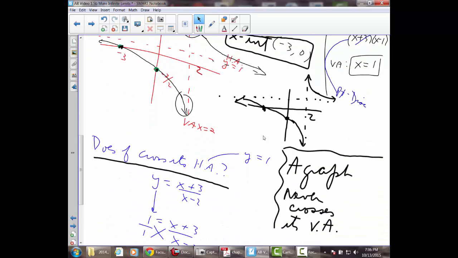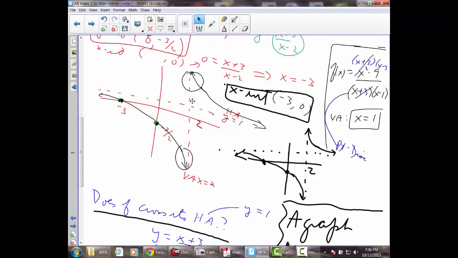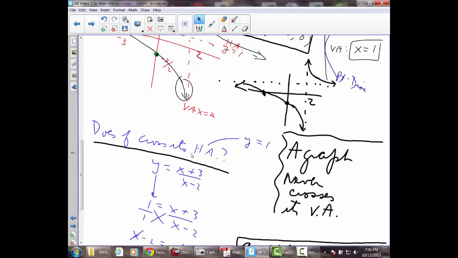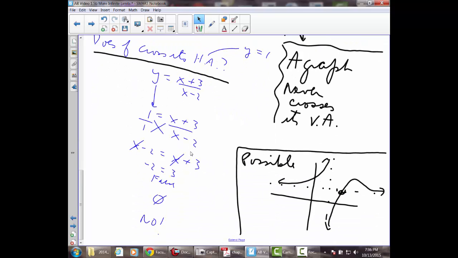Okay? Now, a graph will never cross its own vertical asymptote because the denominator can never be 0, but it is possible for a graph to cross its own horizontal asymptote. For example, a graph can do this. And the reason is because a horizontal asymptote is the behavior of the graph at the far right, far left end, not somewhere in the middle.